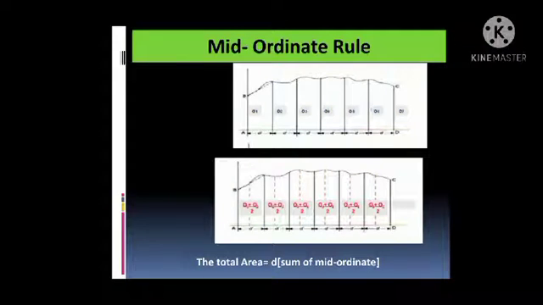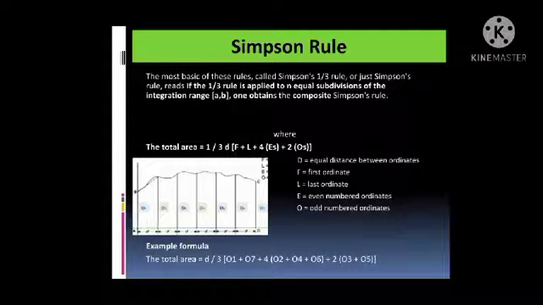Mid-ordinate rule. The total area is equal to D (sum of mid-ordinates). Simpson rule. The most basic of these rules, called Simpson's one-third rule or just Simpson's rule, reads: if the one-third rule is applied to an equal subdivision of the integration range AB, one obtains the composite Simpson rule, where the total area is equal to one-third D (F plus L plus 4(Es) plus 2(Os)). D is equal to equal distance between coordinates.